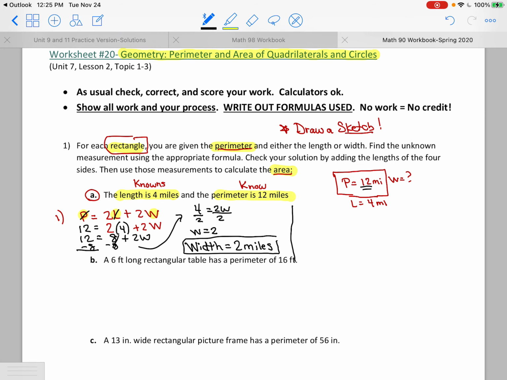Okay. Now, we know, secondly, we need to solve for area. We know that the area of a rectangle, we're going to write this. I'm going to go ahead and get rid of this so it's not in the way here. We know that our formula for the area of a rectangle is length times width.